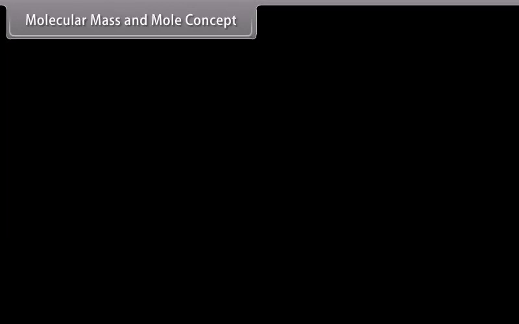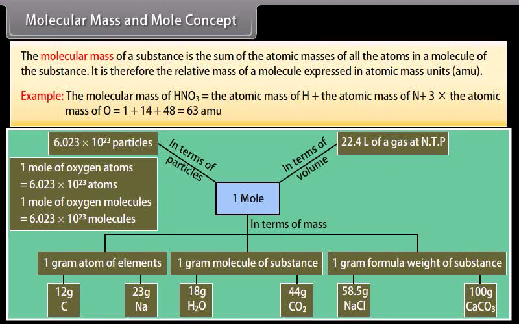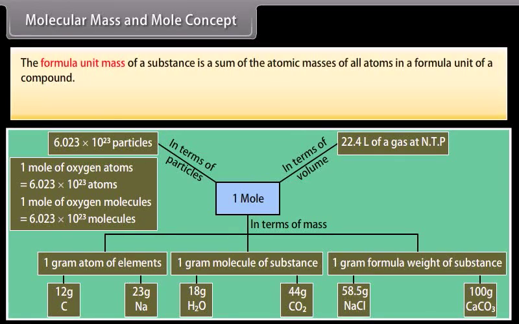Molecular mass and mole concept. The molecular mass of a substance is the sum of the atomic masses of all the atoms in a molecule of the substance. It is therefore the relative mass of a molecule expressed in atomic mass units. Example, the molecular mass of HNO3 is equal to the atomic mass of H plus the atomic mass of N plus 3 into the atomic mass of O, which is equal to 1 plus 14 plus 48, which equals 63 units. The formula unit mass of a substance is the sum of the atomic masses of all atoms in a formula unit of a compound.